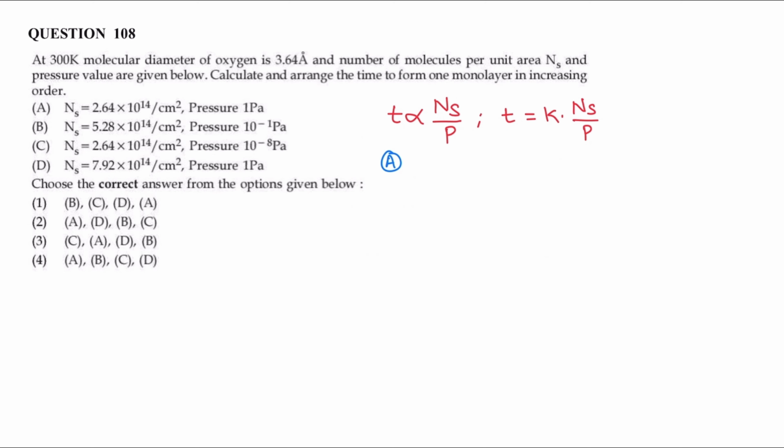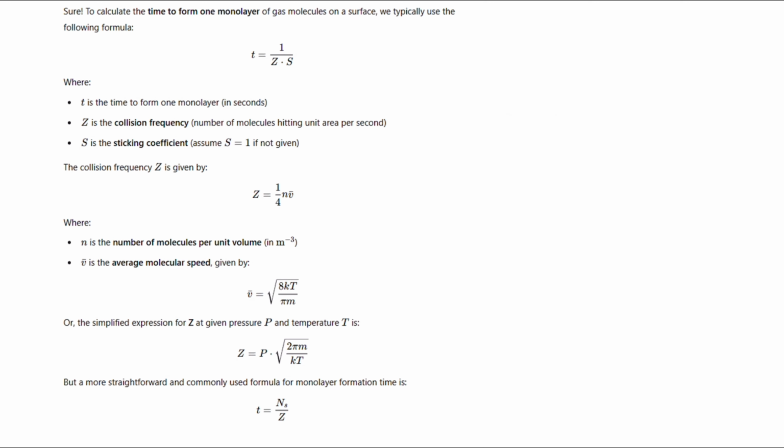Next question. At 300 Kelvin, the molecular diameter of oxygen is 3.64 Angstrom, and the number of molecules per unit area Ns and pressure values are given below. Arrange the time to form one monolayer in increasing order. So let us see the formula.